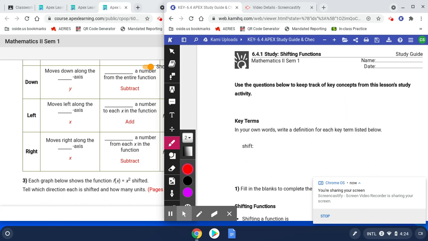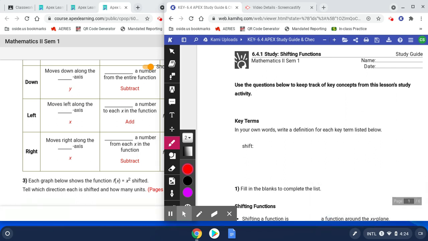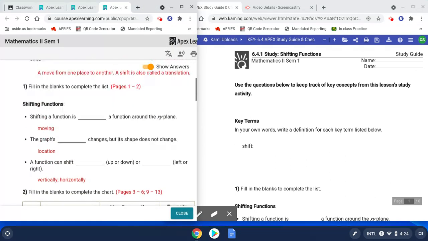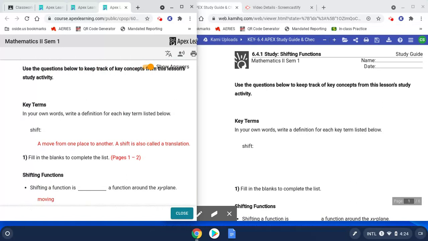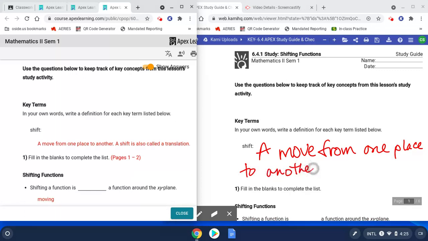All right, let's look at section 6.4 here. We're going to be looking at graphs of quadratics and how they shift or move. So when we're talking about shifting functions, we're talking about a move from one place to another. And this is also called a translation. Now, where is this word translation from?